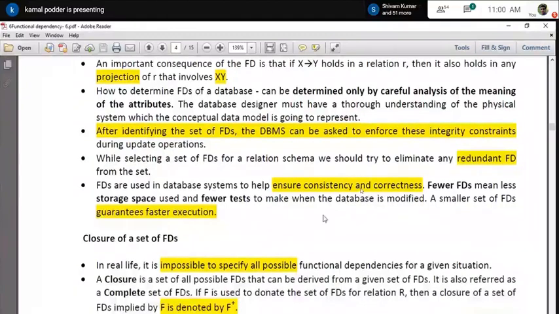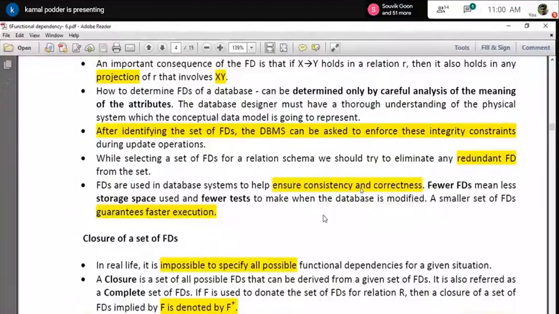And how to determine FDs of the database? That is a very important thing. That is the objective, because how to find out the FDs on a database? Okay, it can be determined only by careful analysis of the meaning of the attributes. Mind it, this is the only way. So there is no straightforward mathematical rule that you just impose and try to find out. You have to understand and try to find out this functional dependency. The database designer must have a thorough understanding of the physical system which the conceptual data model is going to represent. So you have to understand the physical system, you have to understand all the attributes, and then try to find out.